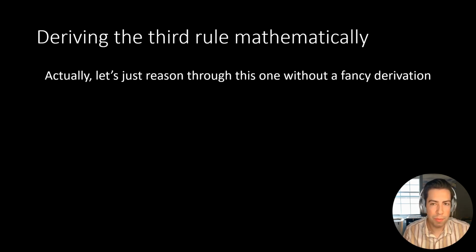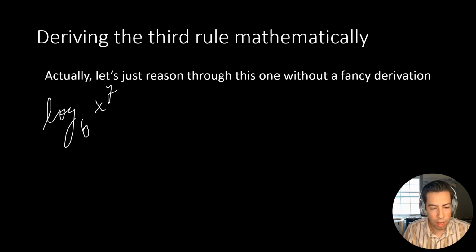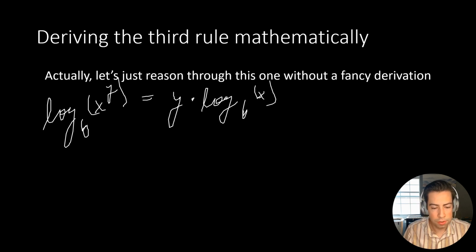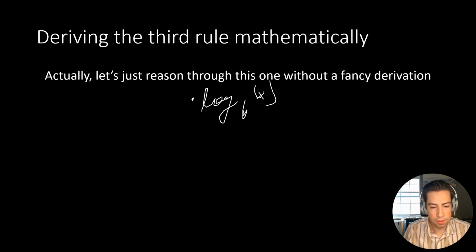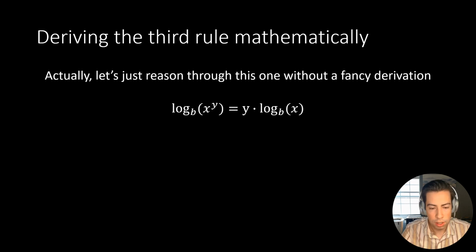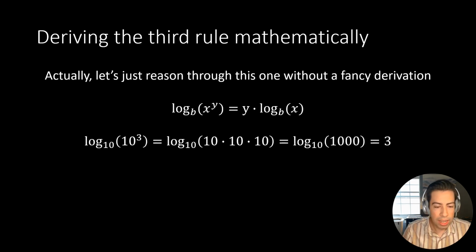All right, guys, so now let's just talk about the third rule. And I was going to derive it mathematically, but let's just kind of reason this one out, okay? So the third rule states that log base b of x to the y is equivalent to y times log base b of x, okay? So let's go ahead and see if that is true. Okay, so if I have the logarithm of 10 to the third with base 10, I'm going to get this whole thing right here.